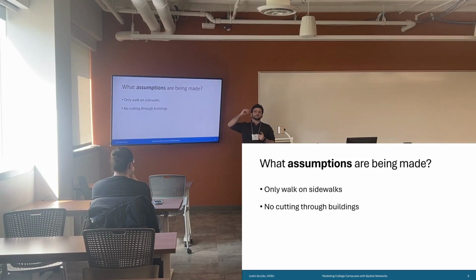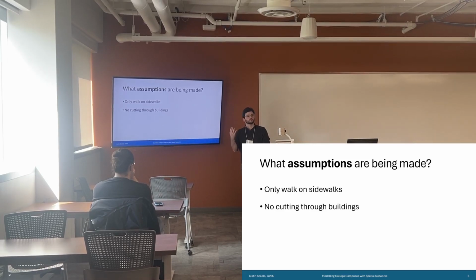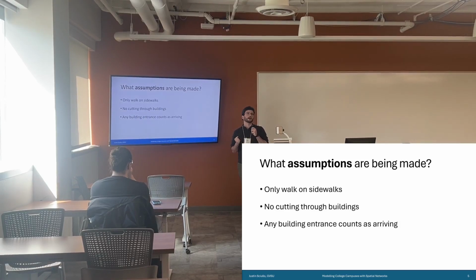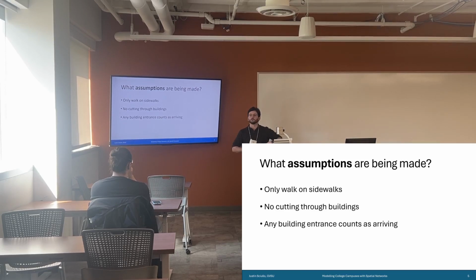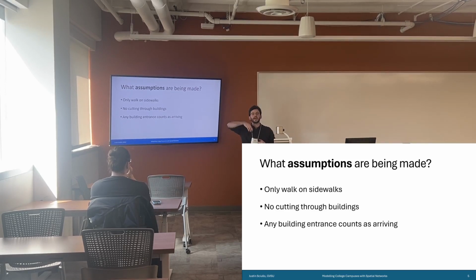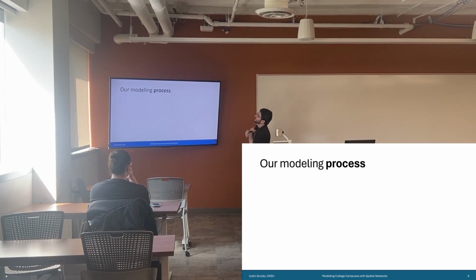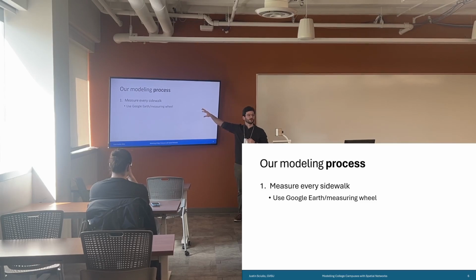When modeling getting from building to building, it's not going to shorten our path an extreme amount, but it's still an assumption that we need to be considering. And lastly, we are counting arriving at any entrance as arriving at that building. So if you wanted to get to the library, any door to the library will count as your journey having ended. So our process for this model was step 1, measure every single sidewalk on our campus.